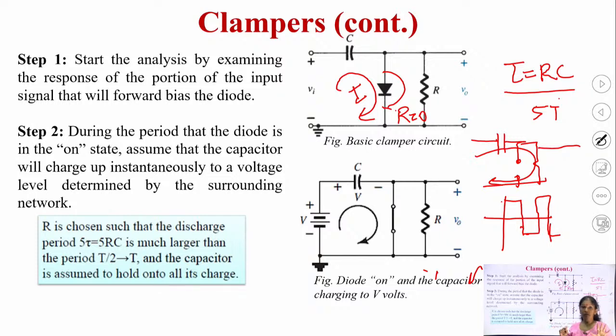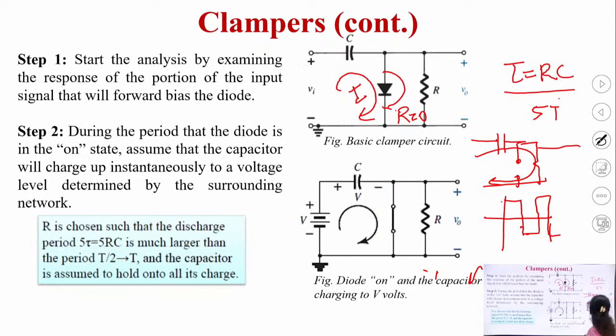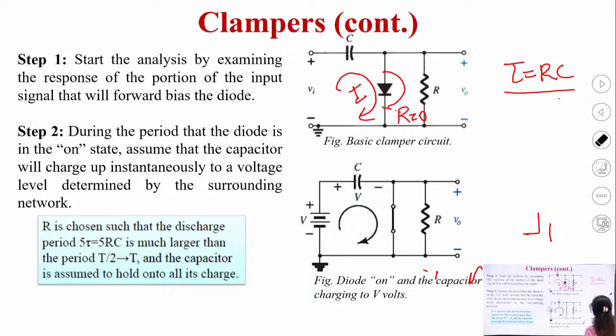So, whenever you are solving any clamper circuit, always keep these 5 points in your mind, then only you will be able to handle these circuits very accurately. Okay. So, let us start analyzing the circuit, the unbiased circuit.